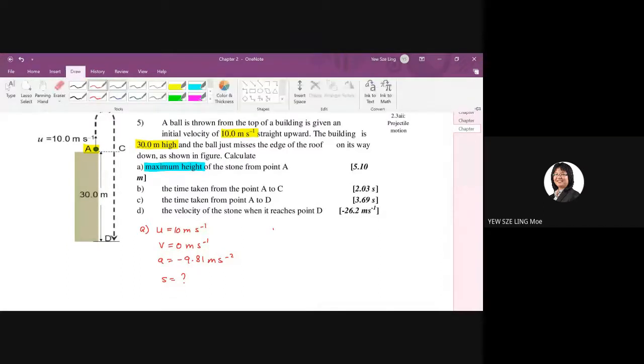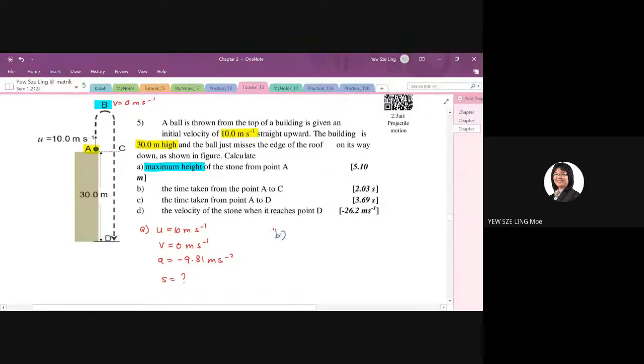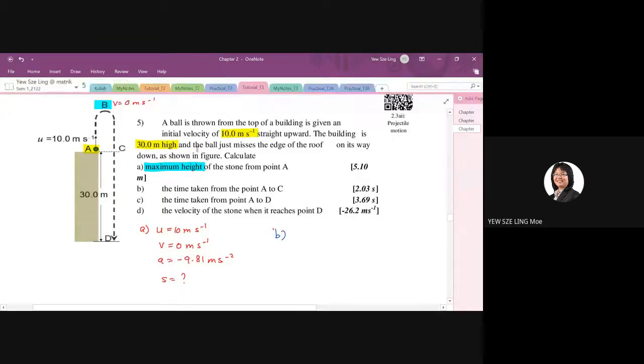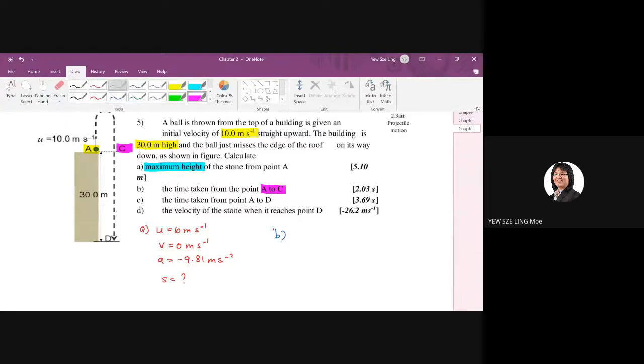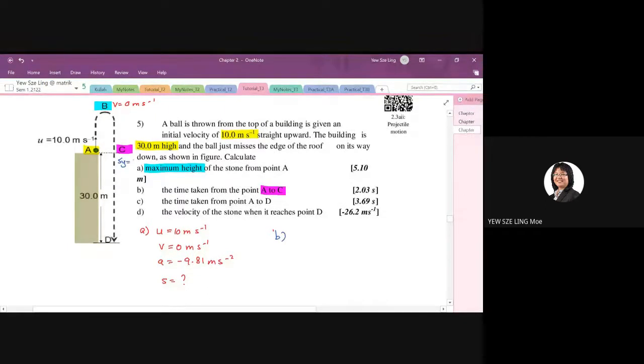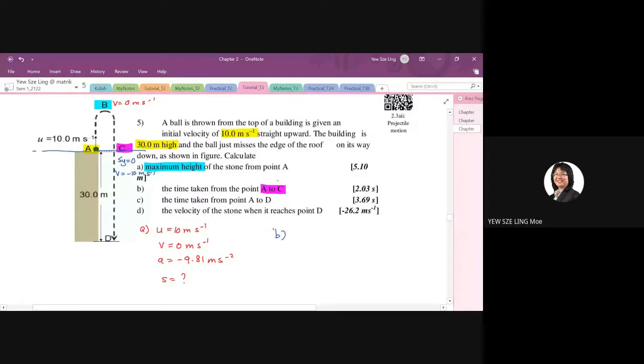Now let's look at question B, the time taken from point A to point C. So you want from point A to point C, which means C is now your final position. If you look at the diagram, what can you see? Point C is at the same level as your point A. So what does it mean? It means your Sy is equal to 0. It means your V is equal to negative 10 meter per second, because A and C are at the same level.